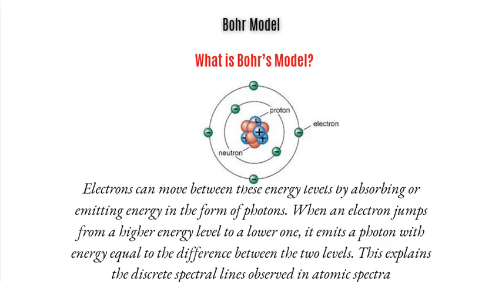Electrons can move between these energy levels by absorbing or emitting energy in the form of photons. When an electron jumps from a higher energy level to a lower one, it emits a photon with energy equal to the difference between the two levels. This explains the discrete spectral lines observed in atomic spectra.